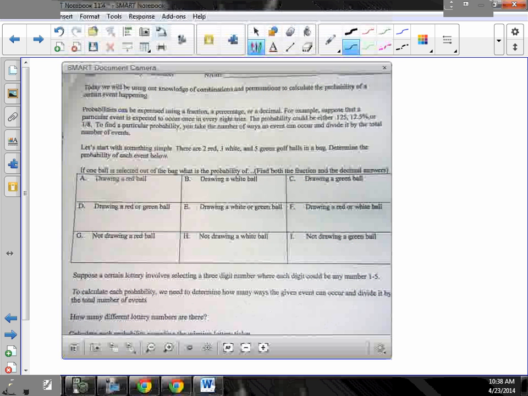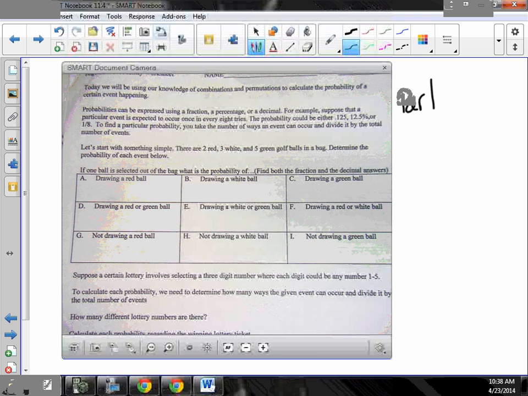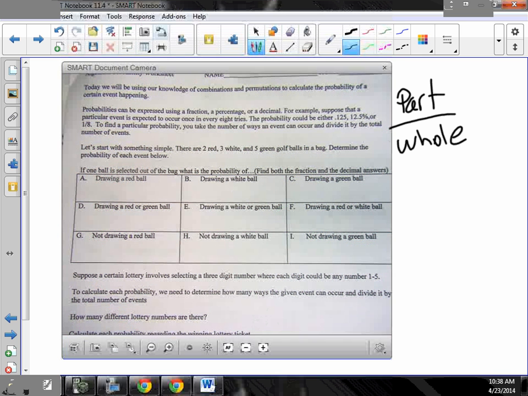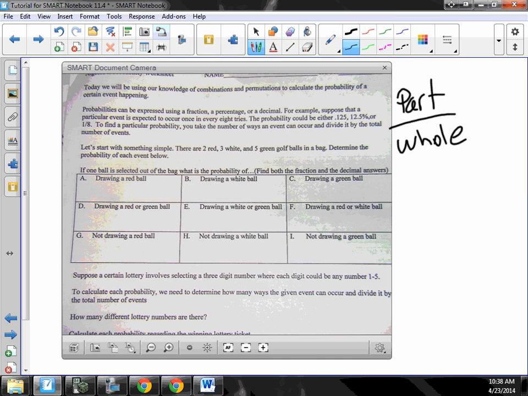To find a particular probability, you take the number of ways an event can occur and divide it by the total number of events. So you're going to take the part and divide it by the whole. For each of these problems, the whole is going to be the same, and then the part will change. Let's start with something simple. There are 2 red, 3 white, and 5 green golf balls in a bag. Determine the probability of each event below.